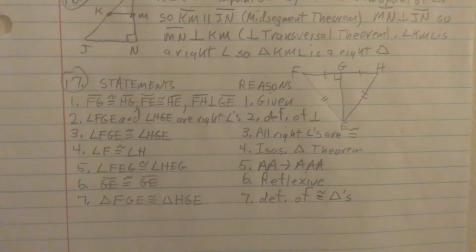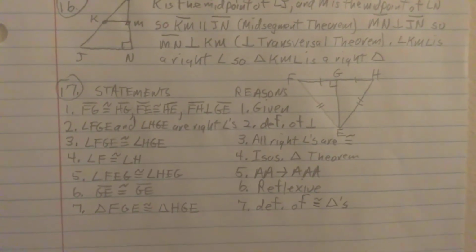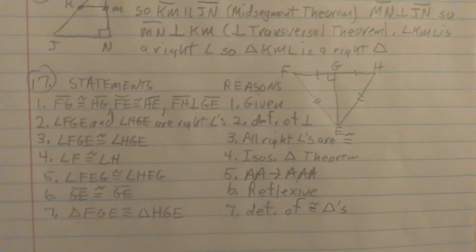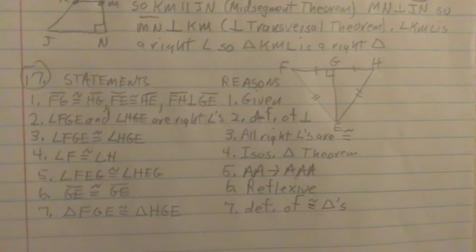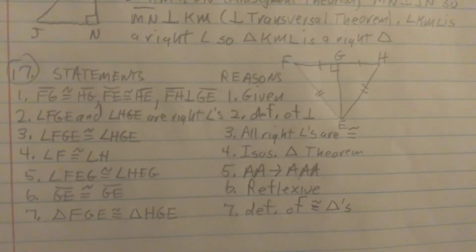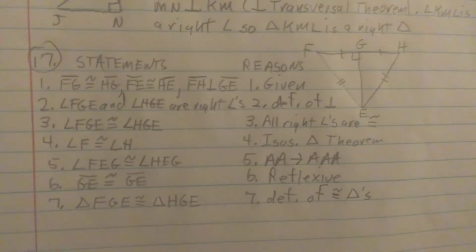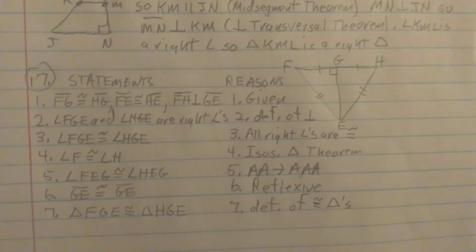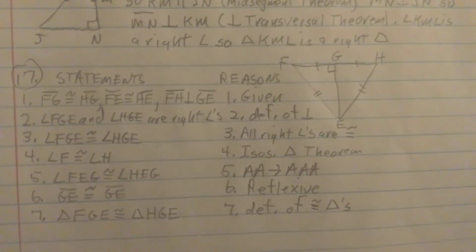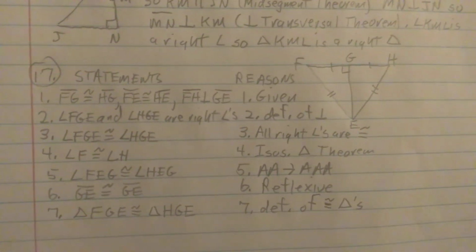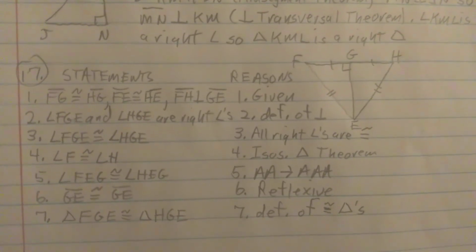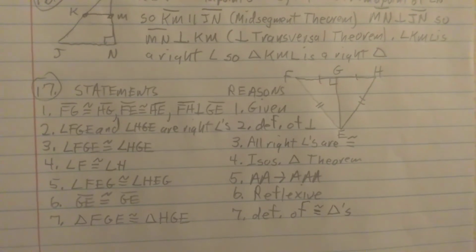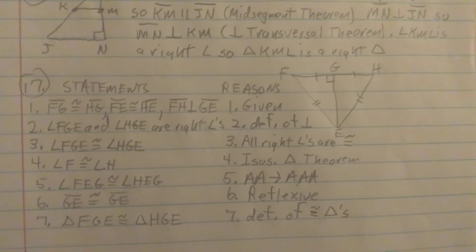And for 17, we have the triangles FGE and HGE with FG congruent to HG, FE congruent to HE, and FH parallel to GE as our givens. So for step 2, angle FGE and angle HGE are right angles, definition of perpendicular. Step 3, FGE is congruent to HGE, all right angles are congruent. Angle F is congruent to angle H, isosceles triangle theorem.